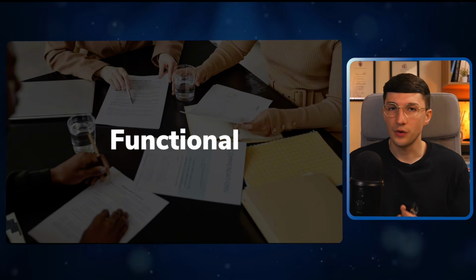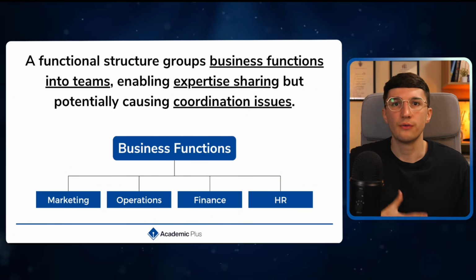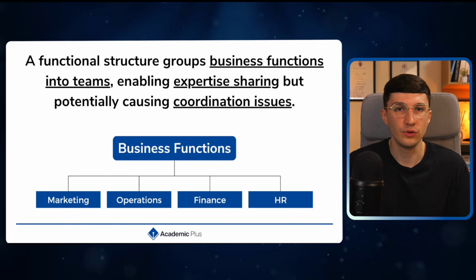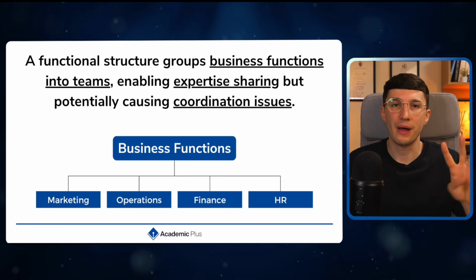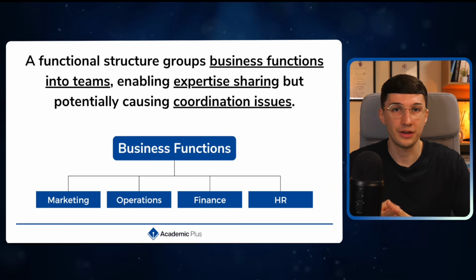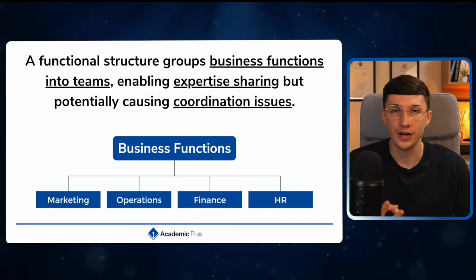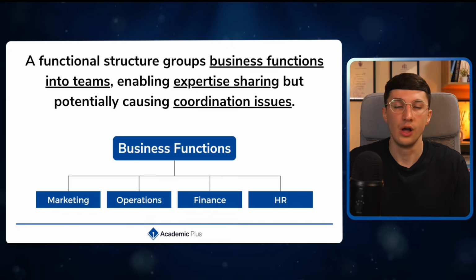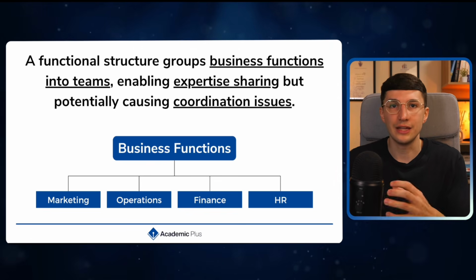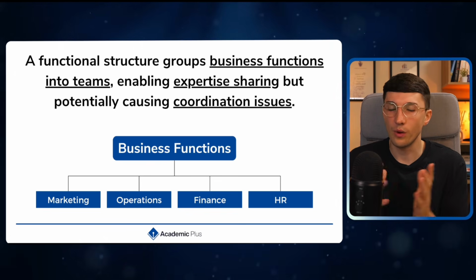And first of all, we've got functional. Essentially, when we look at a functional structure, we are separating the business into its different functions. Now think, we've got four main functions that we've been learning about in A-Level Business. We've got marketing, operations, finance, and HR. So what we are doing is organising people into teams, into groups, depending on what function they're in.